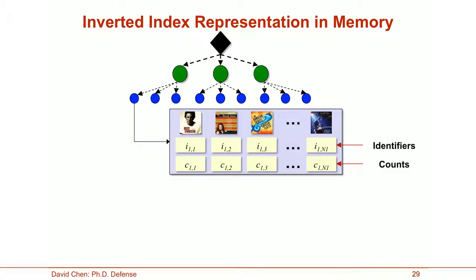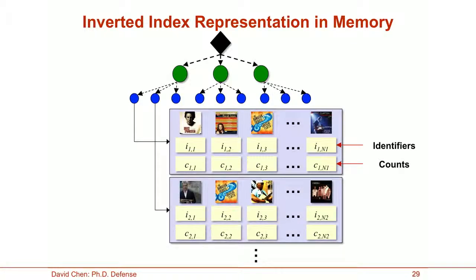To perform this kind of voting, we now need to store the entire inverted index in memory, which entails storing for each leaf node a set of image identifiers indicating which database images have visited that leaf node, as well as a corresponding set of counts. And this must be done for all of the leaf nodes independently. As you can imagine, the inverted index also requires a large amount of memory.